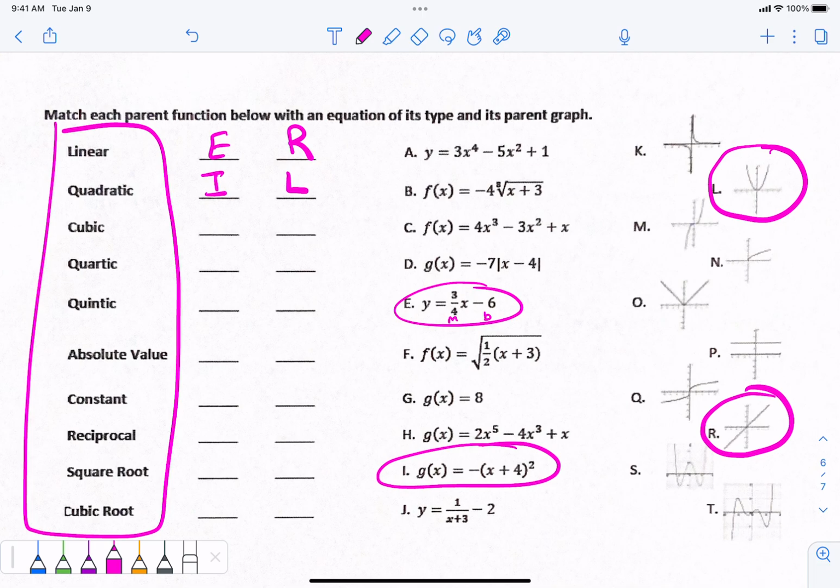All right, go through those and try and see if you can match them, and then maybe we'll go through the answers tomorrow or at the end of the period if you want to just check them, okay? Good? All right, here we go. Cubic is M. Yes.